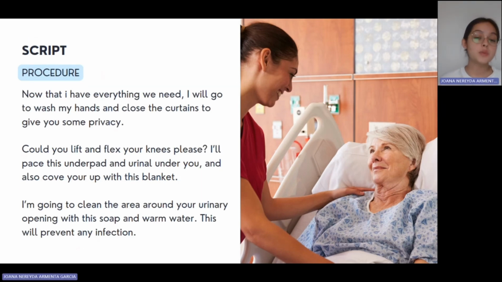Now that I have everything we need, I will go to wash my hands to practice hand hygiene and close the curtains or the door to give you some privacy. To place the patient in a proper position, could you lift and flex your knees, please? I'll place this underpad and urinal under you and also cover you up with this blanket to give you privacy. I'm going to clean the area around your urinary opening with soap and warm water or antiseptic solution. This will prevent any infection.